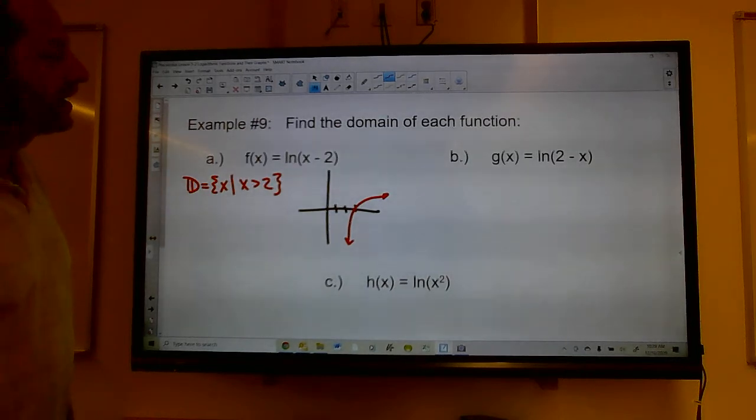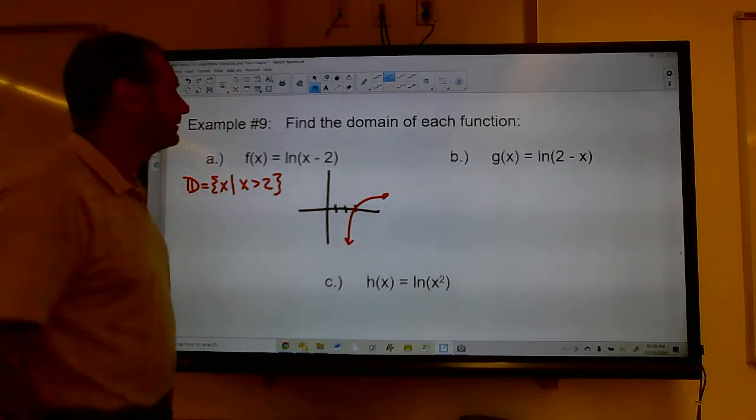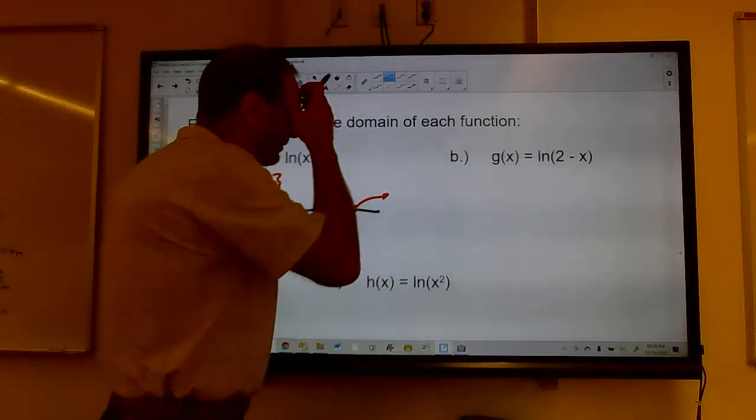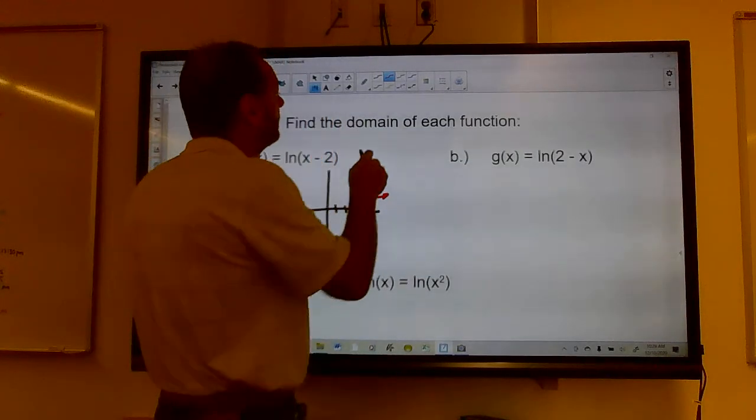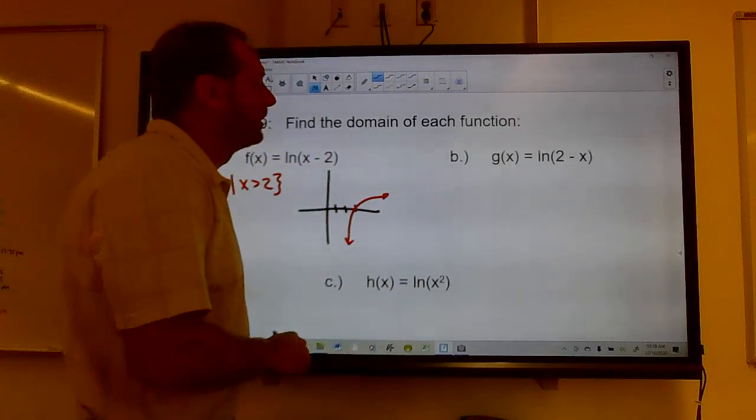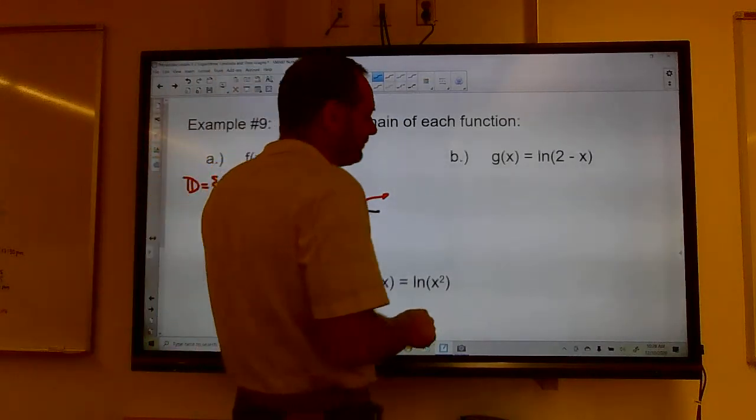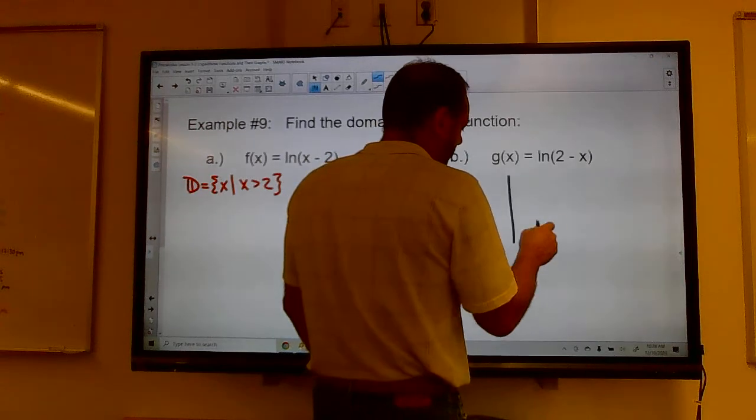Okay, natural log of 2 minus x. All right, this is one that people screw up all the time. So, 2 minus x, what does that transformation do?